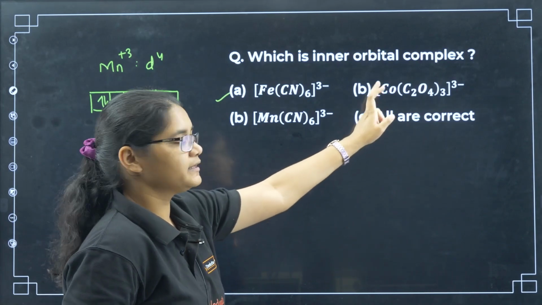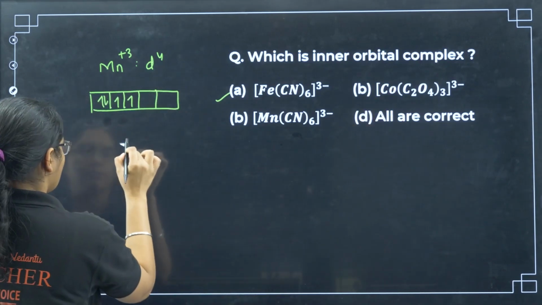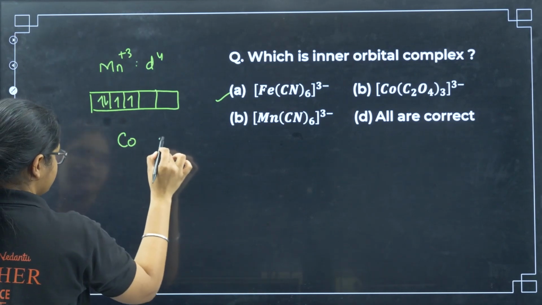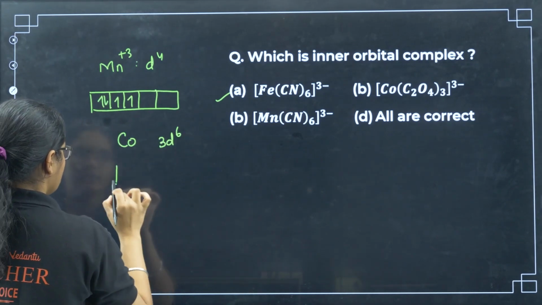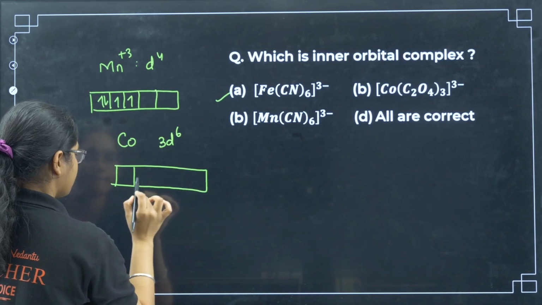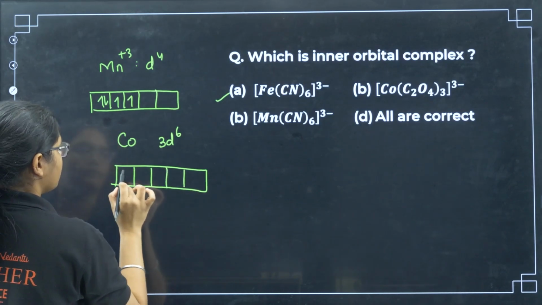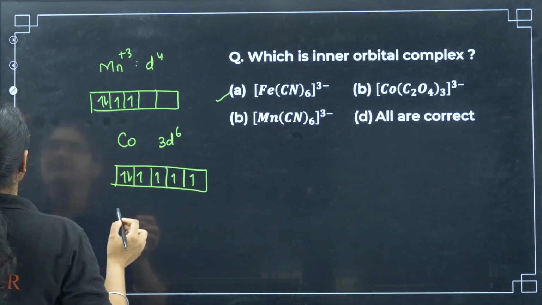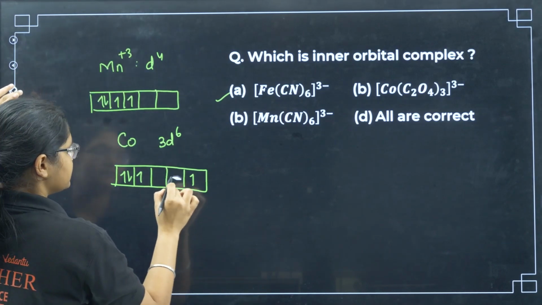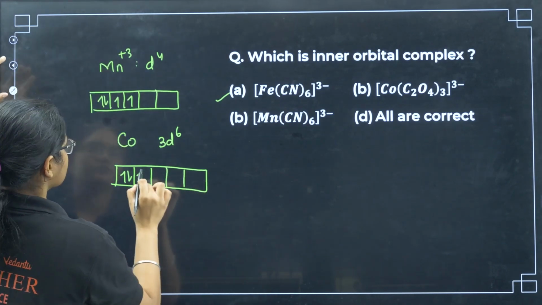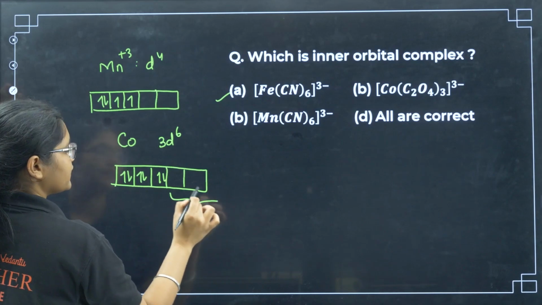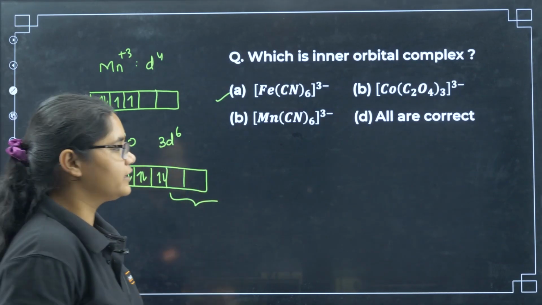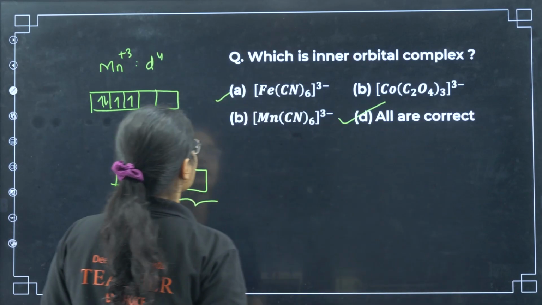So here also cobalt is in +3 state. So if I see cobalt in +3 state, cobalt configuration is 3d6, right. So we have here 1, 2, 3, 4, 5 and 6, and then if I just pair up, because C2O4 is a strong field ligand, we will get like this, and here also I can use d2sp3 hybridization. All are inner d orbitals used, so all of them are correct.